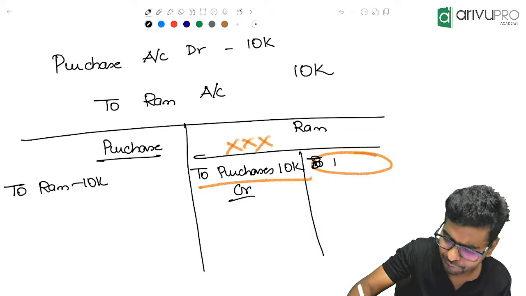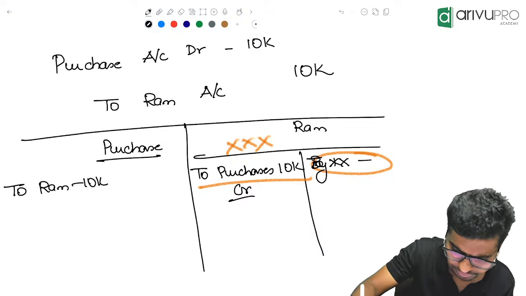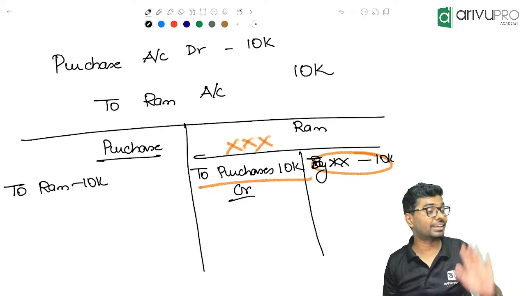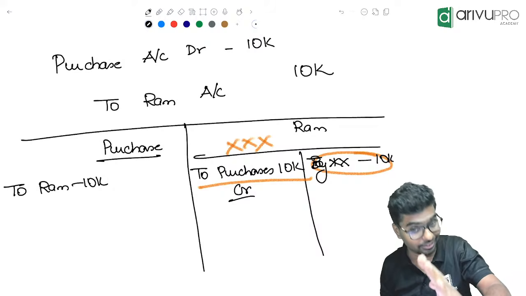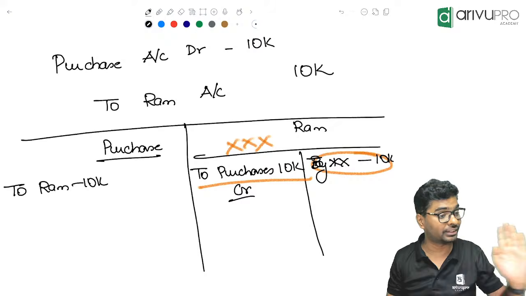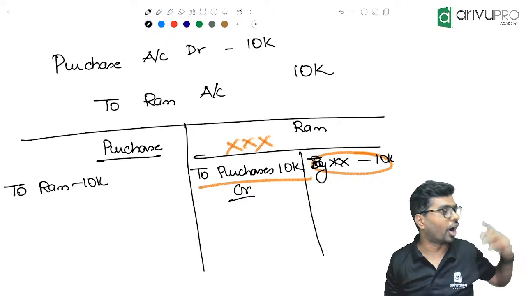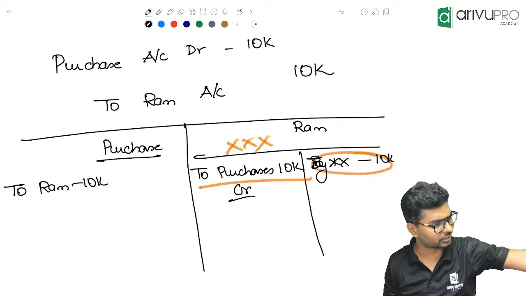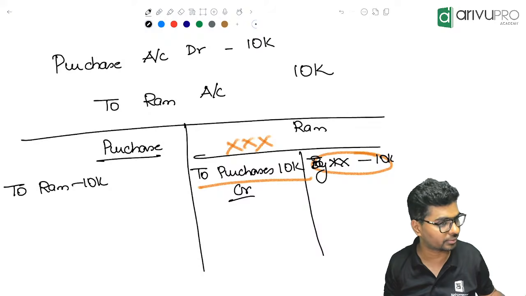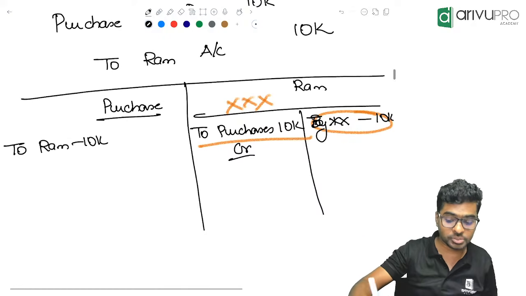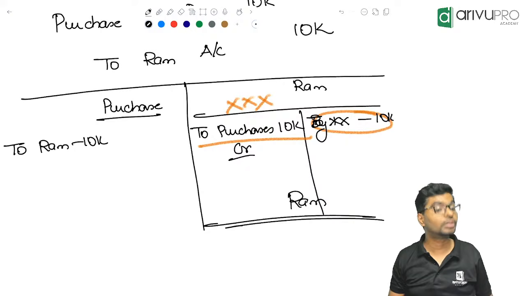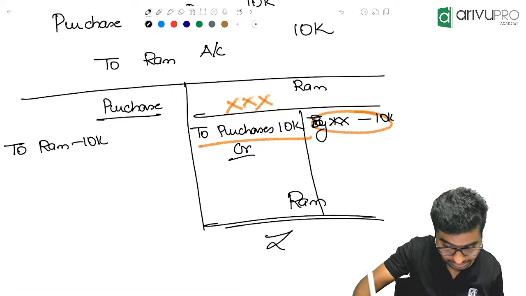By something 10k. So I'm giving a wrong debit. To cancel it, I am crediting it, 10,000 on my credit. What name to write, we'll look at it later. By something 10,000 I will write. Are you clear? Now how does my Ram ledger account look after this?